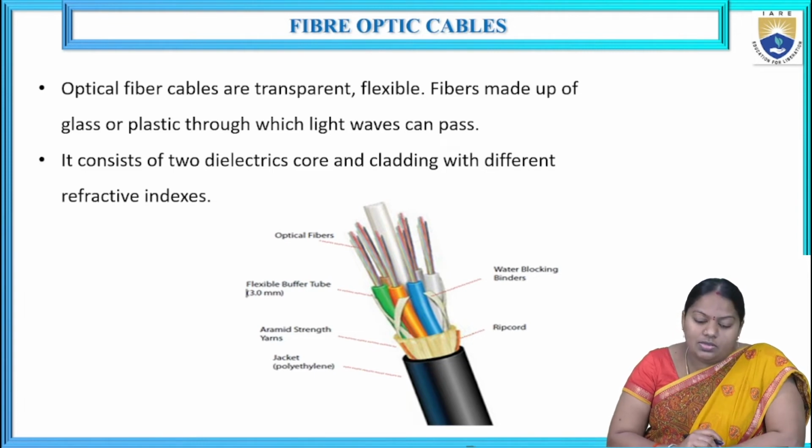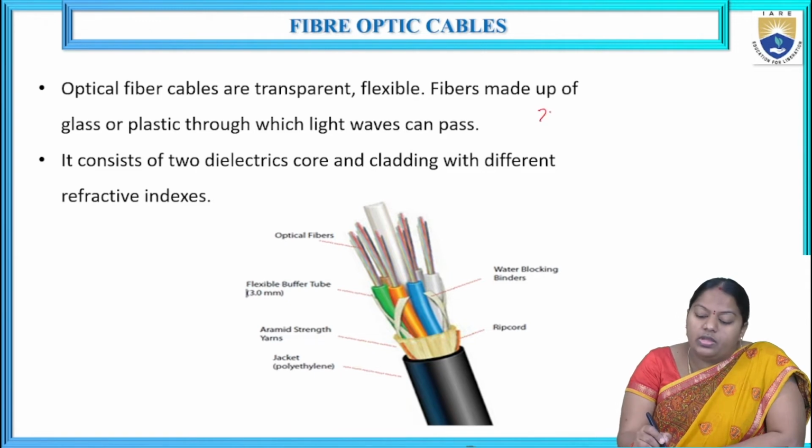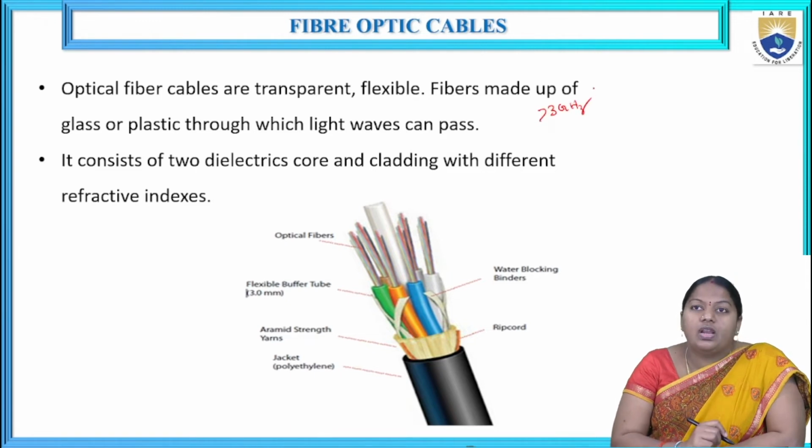Nowadays this type of cable is used in a number of applications, and its usage is very easy. The fibers are made of glass or plastic through which light waves can pass. In this we can transmit signals of more than 3 gigahertz; ultra high frequency signals are transmitted through fiber optic cables. It consists of two dielectrics, core and cladding, with different refractive indices.